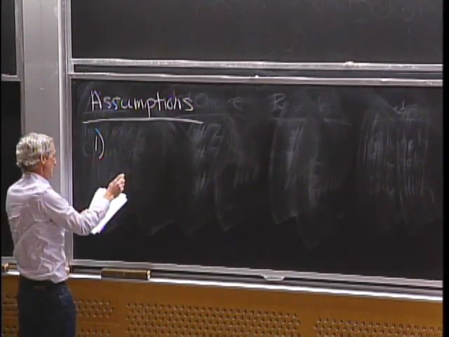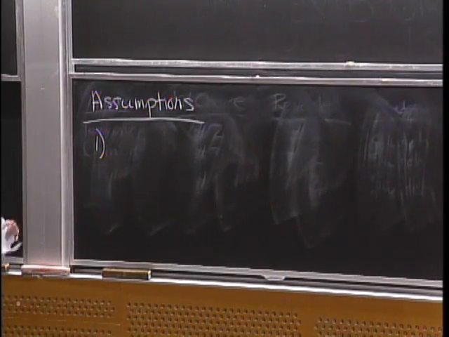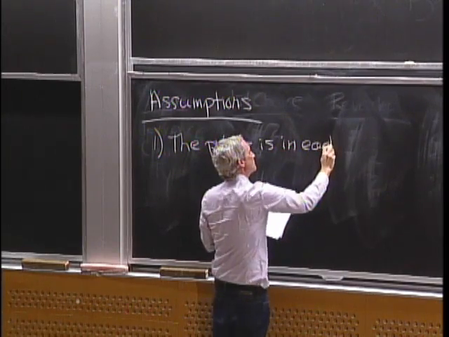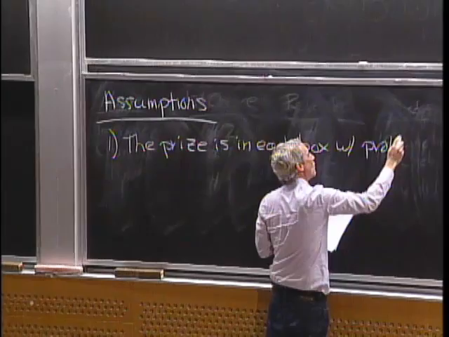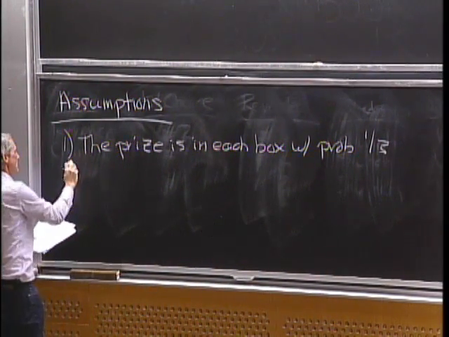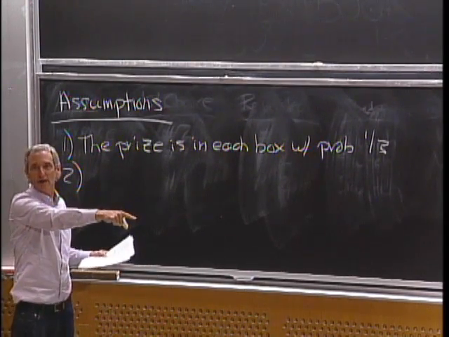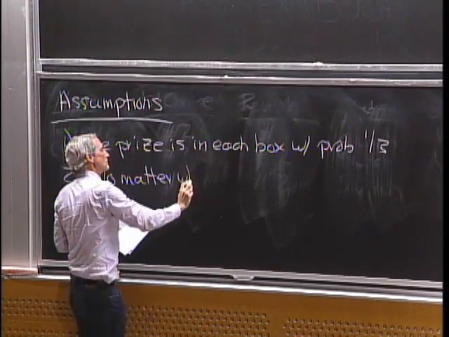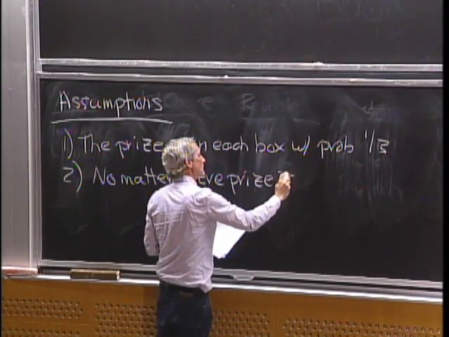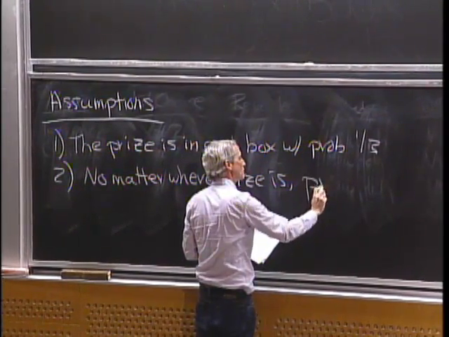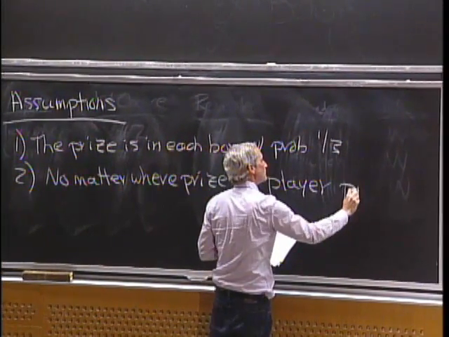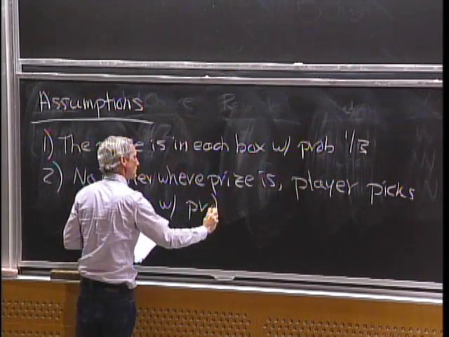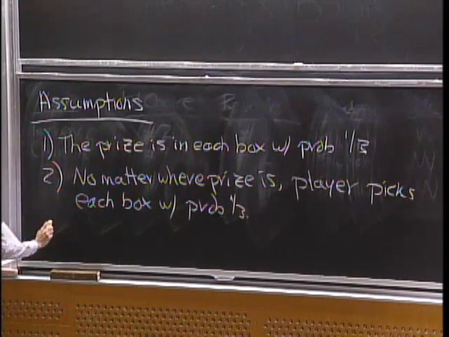So the first assumption we're going to make is that Carol put the prize in a random box. They're all equally likely. So the prize is in each box with probability 1/3. The next assumption we're going to make is that the player didn't see which box has the prize. In other words, and more specifically, no matter where the prize is, the player picks each box with probability 1/3. So the player is making effectively a random choice. All right, and there's one more assumption we're going to make.